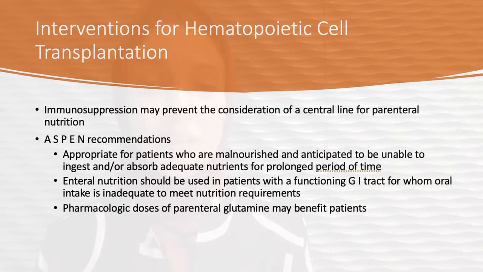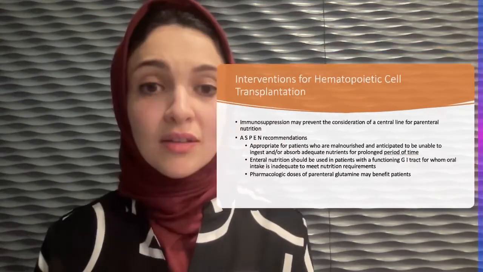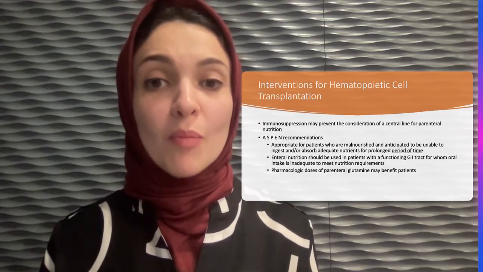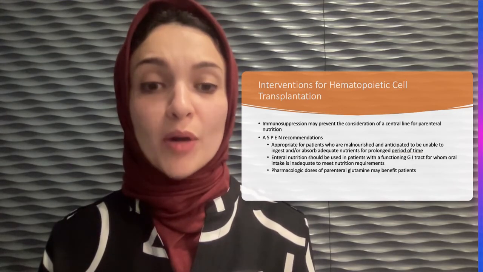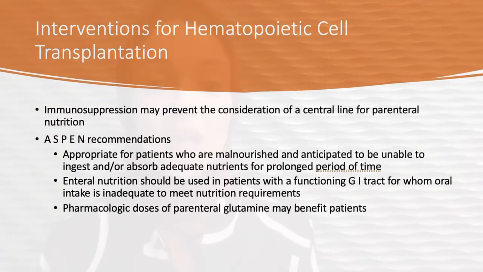Interventions for hematopoietic cell transplant. Immunosuppression may be considered from a bone marrow transplant. Here, ASPEN recommended things to help patients with bone marrow transplant. Appropriate for patients who are malnourished and anticipated to be unable to ingest or absorb adequate nutrients for a prolonged period of time. Enteral nutrition should be used in patients with a functioning GI tract for whom oral intake is inadequate to meet nutrition requirements. Pharmacologic doses of parenteral glutamine may benefit patients.